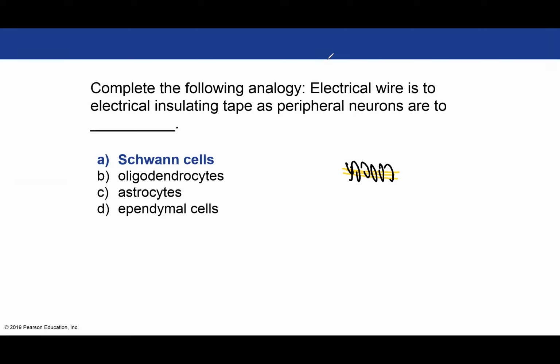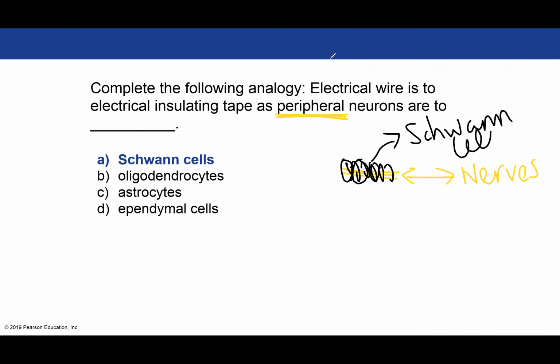Okay, and so this analogy is saying these wires are sort of like nerves, and if these are peripheral nerves, then this electrical tape that's wrapping the nerves is kind of like the Schwann cells that make the myelin to wrap up the nerves in the peripheral nervous system. Okay, so if you didn't understand that question and analogy, I just wanted to explain that.